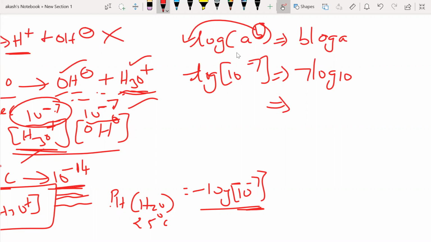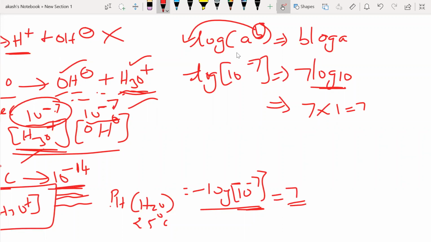Okay, please remember, guys, log 10 value is 1. It's not 10 power 1, please don't. Log 10 value is 1. So 7 into 1 will become 7. Right? So what is the pH of water at 25 degrees Celsius?